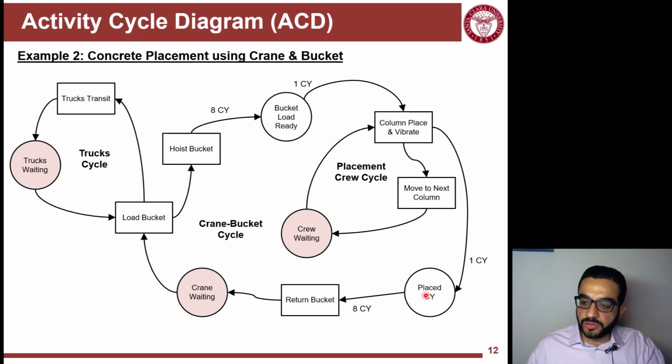Once I have 8 cubic yards here, I can pull all of them at once, and this means the bucket can now return. The bucket will return to the spot where it will be loaded. Now, if I have a truck available and the bucket is available, I will load, and I will repeat the crane-bucket cycle. So now I have 3 resources: trucks, the crane and bucket combination, and the crews. You can see visually the cycle of each one of these 3 resources.